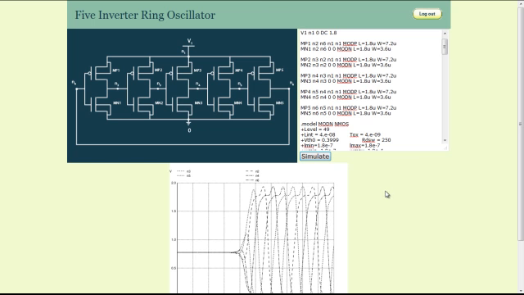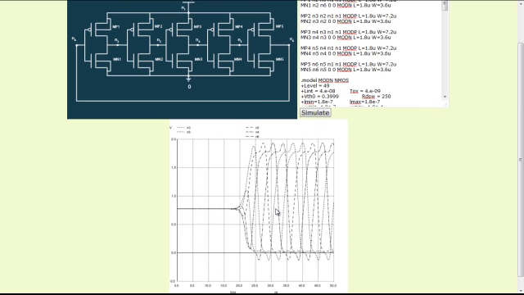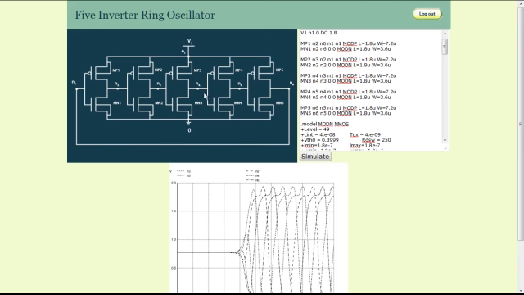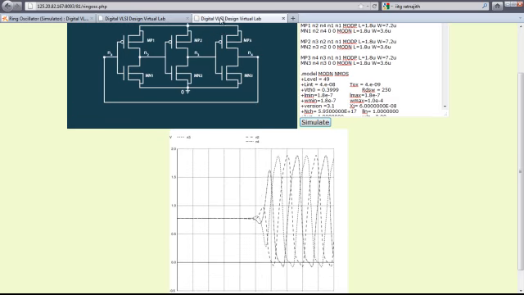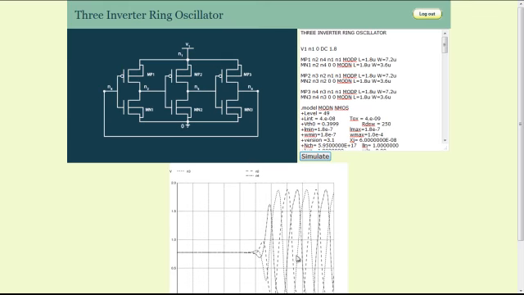One also has the option to change the length and width of each NMOS and PMOS device and see how it affects the delay characteristics of the output curves. One can also study how the frequency of the ring oscillator changes as we add more number of stages by comparing the 5 ring oscillator with 3 ring oscillator output.